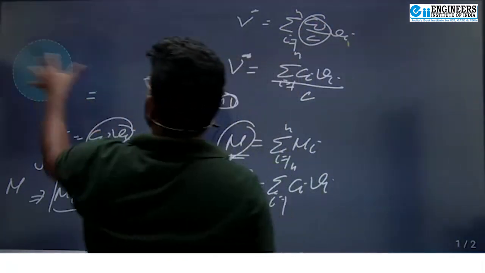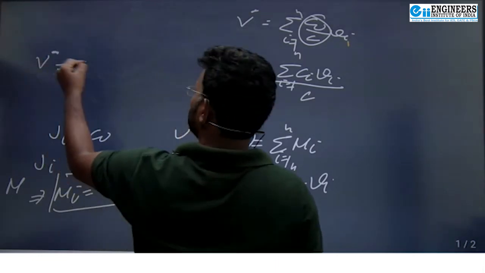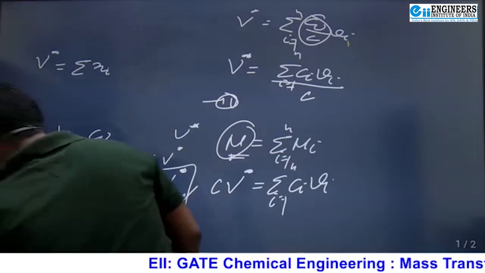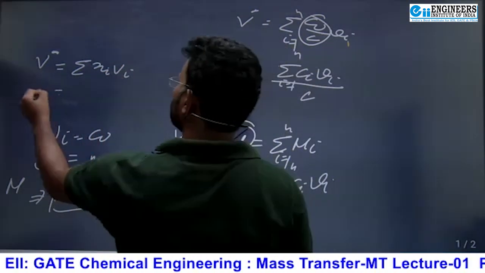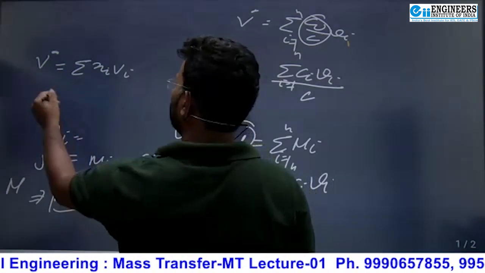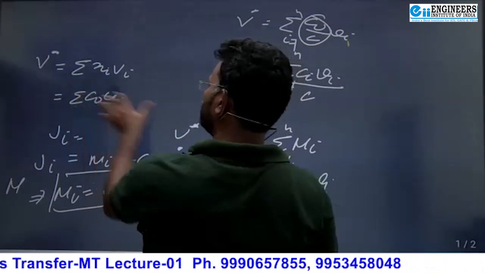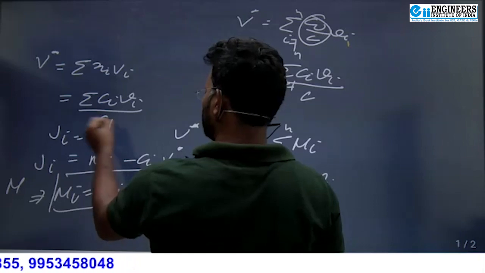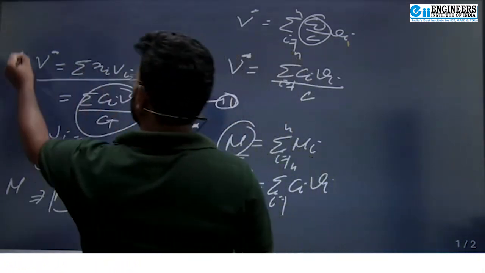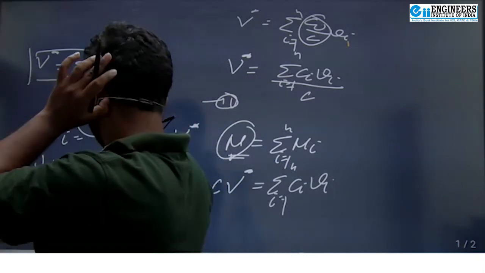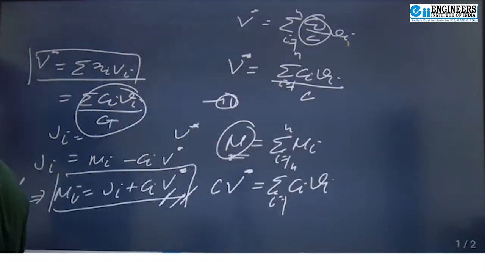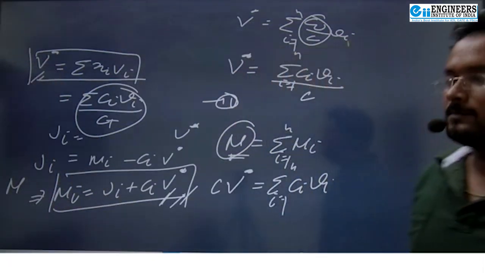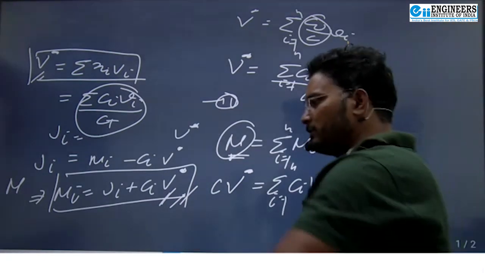Then V star I can write as the summation of Xi into Vi, or equivalently the summation of Ci into Vi upon total concentration. Both are the same. If liquid phase, then Xi, otherwise gas phase, then you can write Yi. I think this is the way we can find the molar average velocity. Clear? देखो, इधर से पकड़ो, उधर से पकड़ो, बात देखिए.